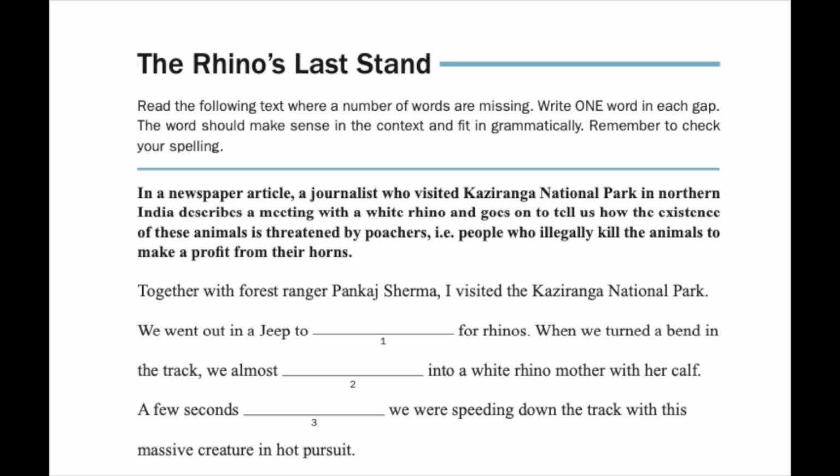Then there might be another part of the reading exam which may look something like this. The rhino's last stand. Read the following text where a number of words are missing. Write one word in each gap. The word should make sense in the context and fit in grammatically. Remember to check your spelling.